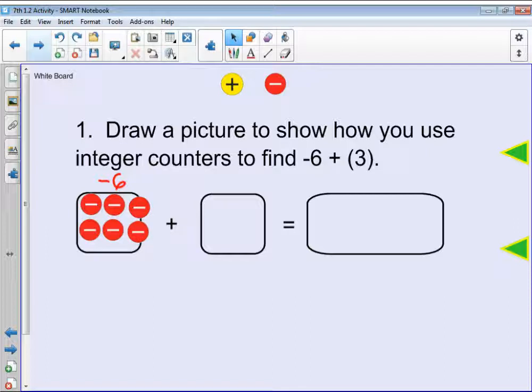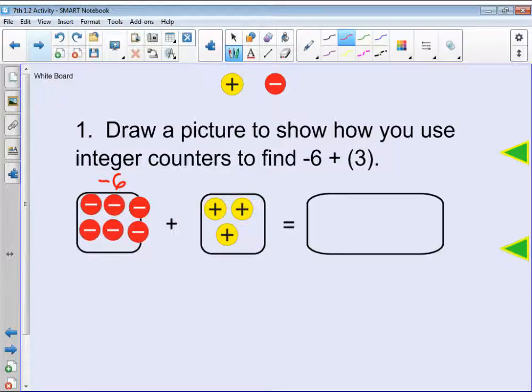And then plus 3, since it was a positive in front of the 3, we're going to pull 3 positive signs. Now, for those of you who obviously don't have a smart board that you're working off of, you may do something like this. Maybe draw 6 negative signs, and then 3 positive signs.